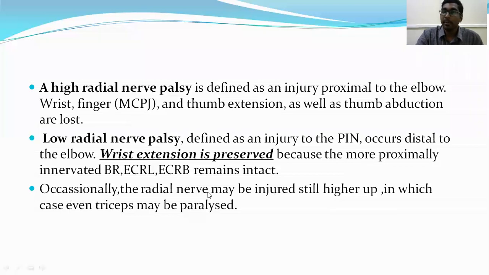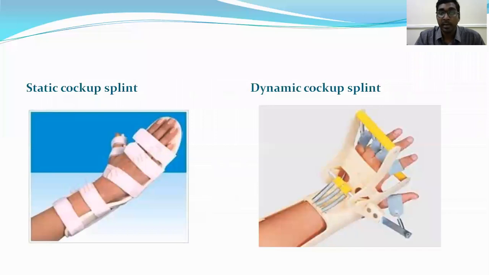In both types of radial nerve palsy, the triceps is not damaged, because the long head of triceps is innervated at a very high level in the axilla. Occasionally the radial nerve may be injured still higher up, in which case even the triceps may be paralyzed, but this is very, very rare. For wrist drop, two types of splints are used: this is a static cock-up splint, and this is a dynamic cock-up splint, used in radial nerve injuries.